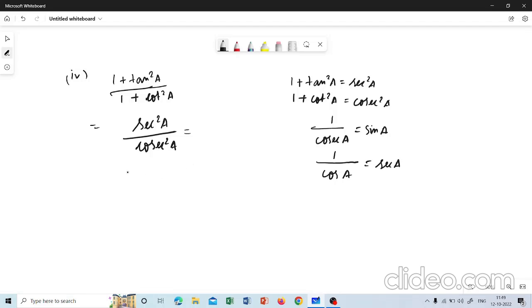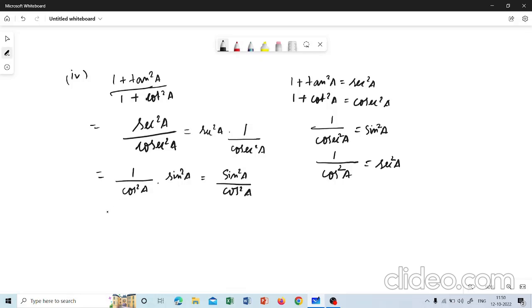So now I will substitute this. If there is a square term, then 1 by cosecant square is equal to sine square A, and 1 by cos square A is equal to secant square A. Now if I substitute this here, I can write this as secant square A into 1 by cosec square A. So instead of sec, 1 by cos square A, into sine square A.